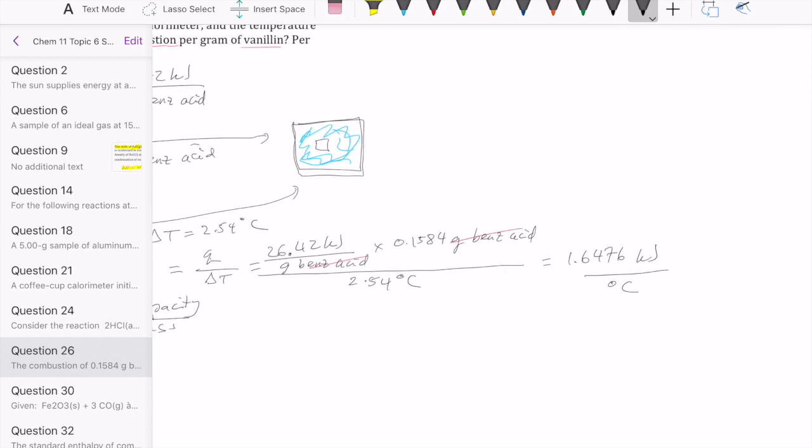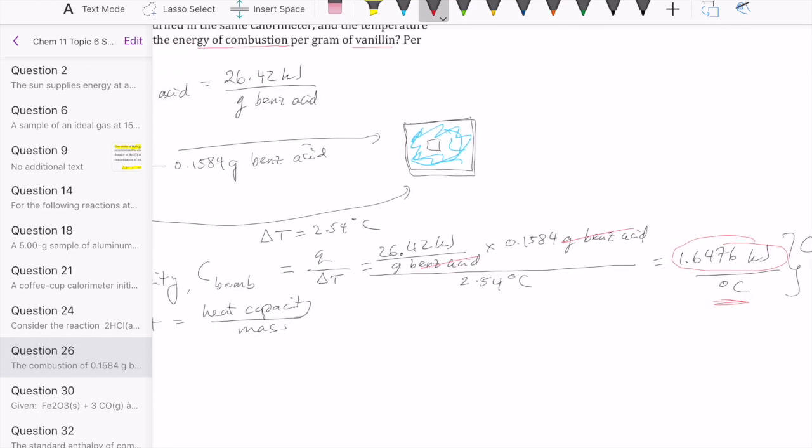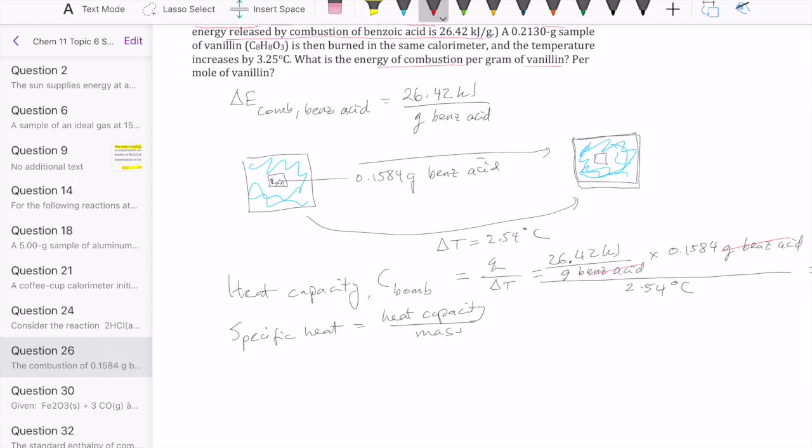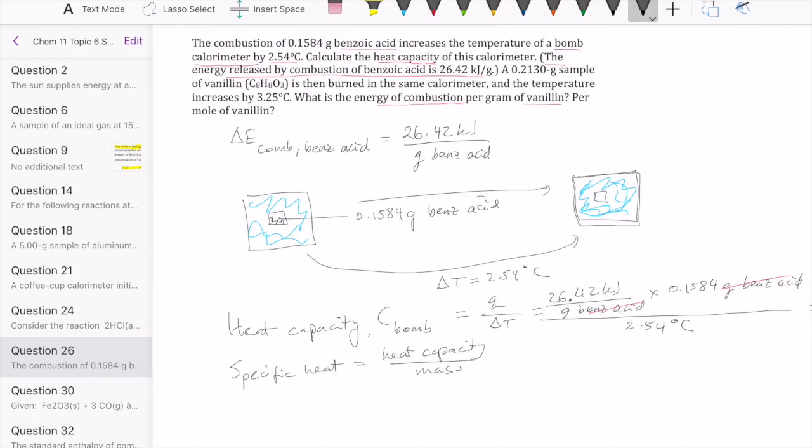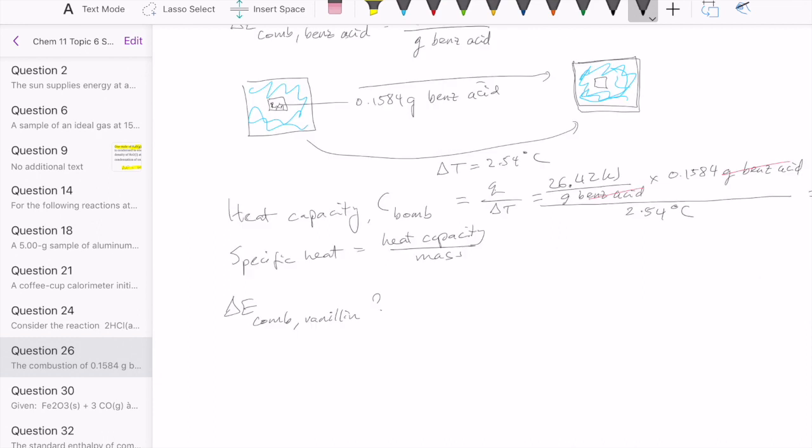This is what we often call a calibration step for the bomb, because it tells us that every time my temperature goes up by 1 degree Celsius, that corresponds to this much energy being released to the water and the bomb calorimeter. That's why it's called calibration. It helps us figure out how much energy it takes to raise the temperature of this bomb calorimeter by 1 degree. You run another reaction where you use 0.2130 grams of vanillin, and the temperature now goes up by this much. The question is, what's the energy of combustion of vanillin, a second compound, per gram and per mole of that compound?